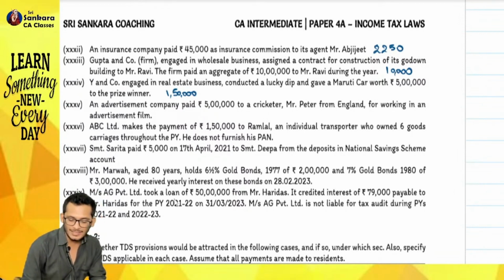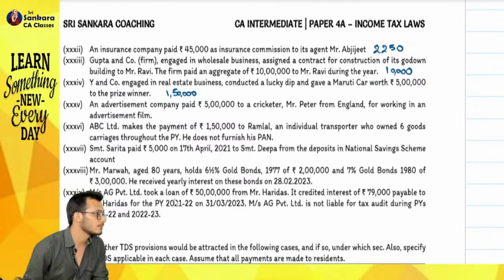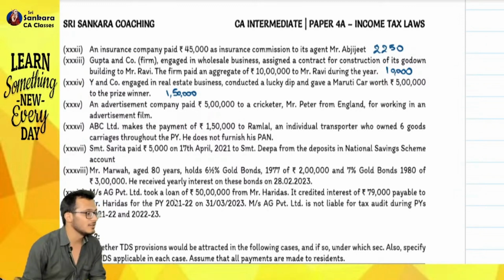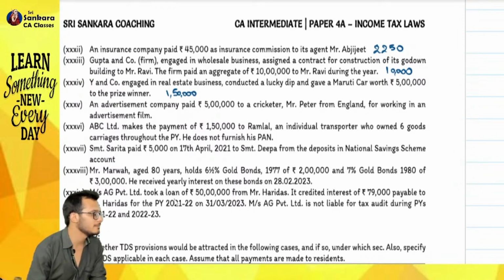Advertisement company paid 5 lakhs to cricketer Peter from England for working in an advertisement film. Non-resident, so the rate is 20.8%. 5 lakhs into 20.8%.